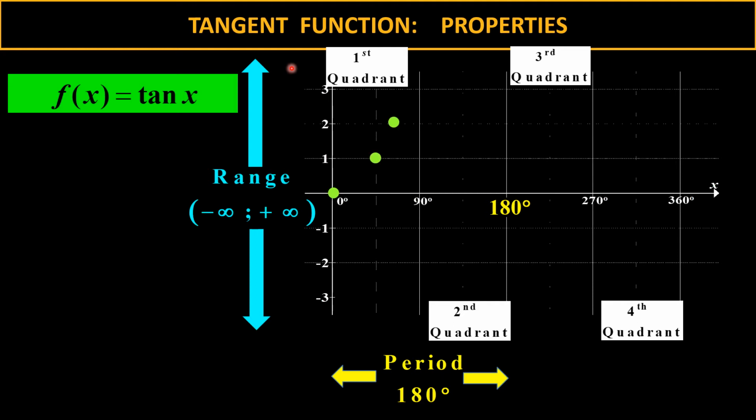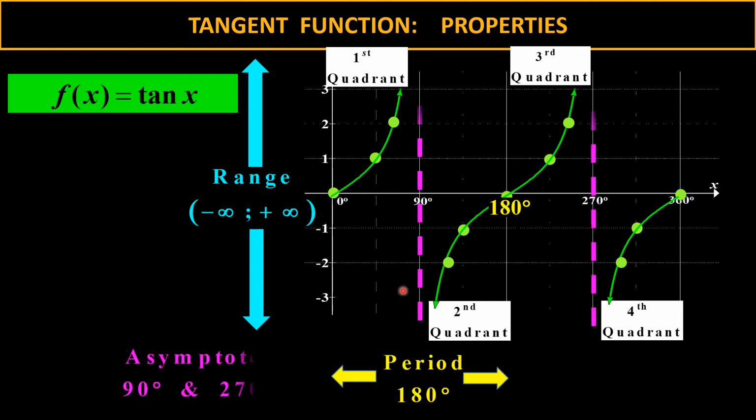So if I plot or calculate a few points in the first quadrant, and in the second, the third and the fourth, and if I join that, that is the curve that I will get. Notice tangent of 90. Tangent is undefined for 90, and we refer to that as an asymptote. So there are two asymptotes, one at 90 and one at 270. You can see between 90 and 270, again it's 180. Same period there.